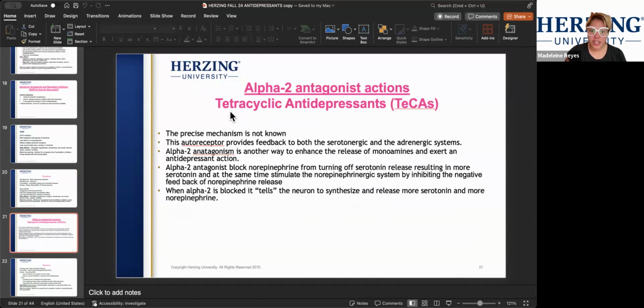Alpha-2 antagonism action, tetracyclic antidepressants. The precise mechanism is unknown. This autoreceptor provides feedback to both the serotonergic and adrenergic systems. Alpha-2 antagonism is another way to enhance the release of monoamines and exert an antidepressant effect. Alpha-2 antagonism blocks norepinephrine from turning off serotonin release, resulting in more serotonin, at the same time stimulating the norepinephrine systems by inhibiting the negative feedback of norepinephrine release. When alpha-2 is blocked, it tells the neuron to synthesize and release more serotonin and more norepinephrine.